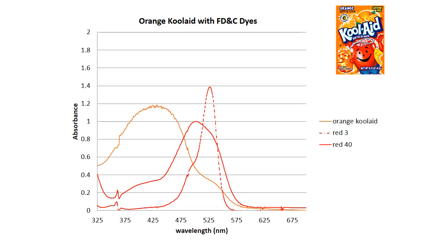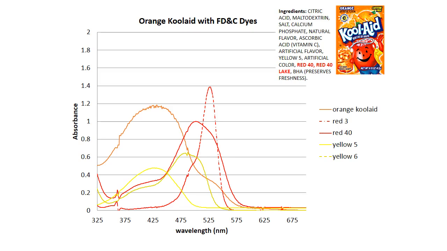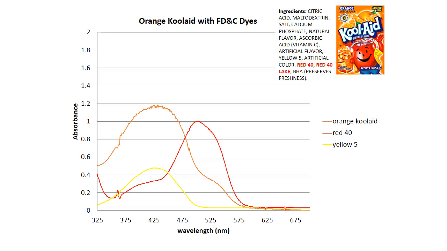So red, this one appears to have red 3, but it's hard to say. So I don't know. Peaks are so close to each other, right? But based on the ingredients, now I'm going to put them on there and I can see, yeah, I believe that those peaks are there. But you guys see that those 2 peaks in the orange Kool-Aid are so close to each other that it's really hard to analyze this spectrum. Maybe better to separate this one using chromatography and then run the individual purified dyes separately.